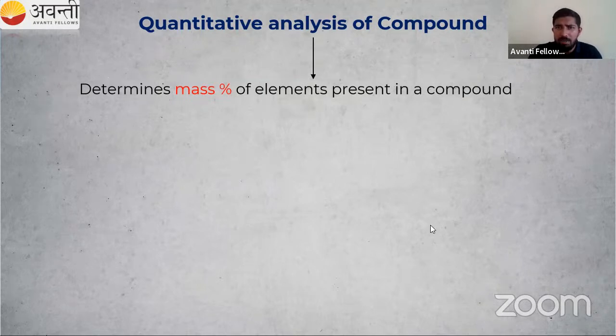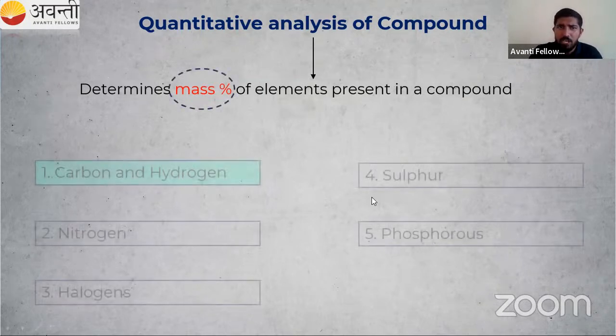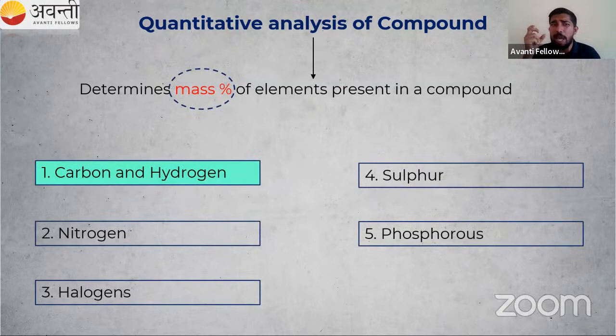For which elements are we going to study different tests, how to calculate? First we will study carbon and hydrogen. What is the percentage of carbon present? What is the percentage of hydrogen present? After that, nitrogen. Nitrogen is very important. There are two methods.